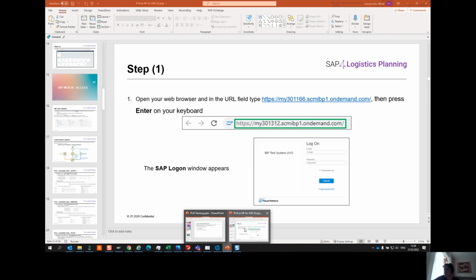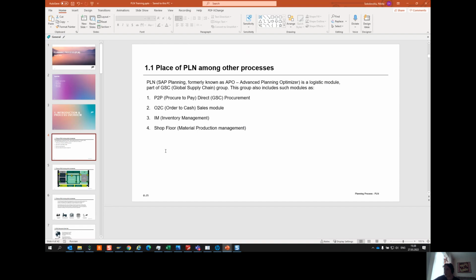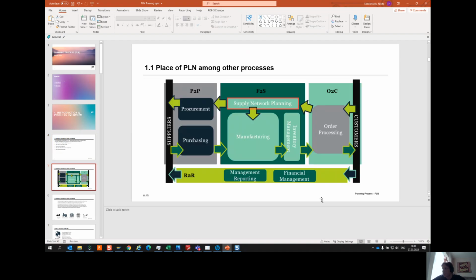I've mentioned transportation management, but I guess I didn't mention it here in the training, so I will add it right now ad hoc. So TM, or transportation management, is also a part of GSC. Okay, so just know that PLN is not a standalone process. It is incorporated in this whole big group of supply chain.